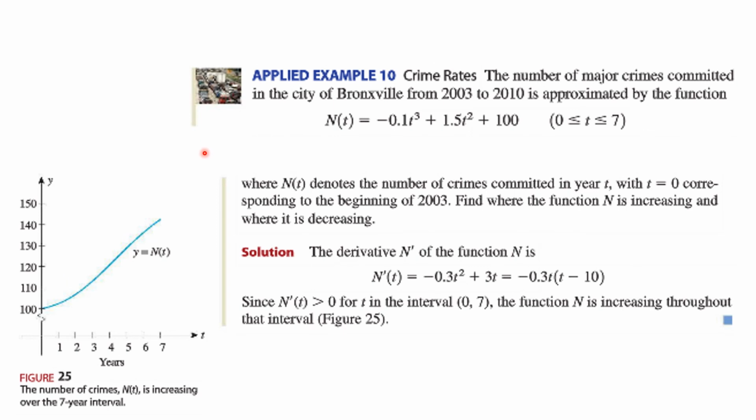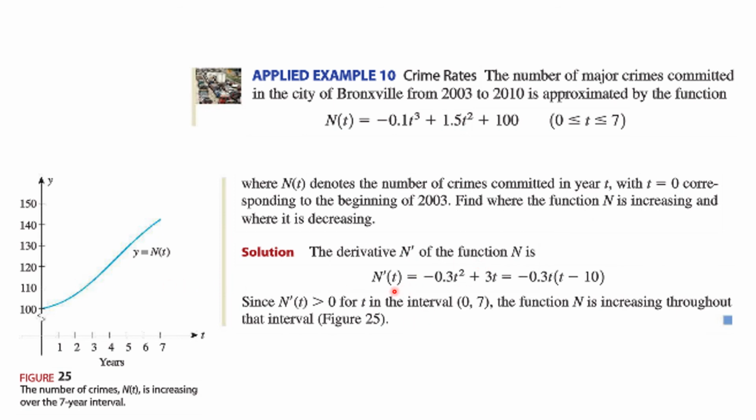Another word problem, here crime rates. And so this is the graph of the crime rate function. You see it is a cubic for 0 less than or equal to t, less than or equal to 7. N of t is the number of crimes committed in the year. And t equals 0 corresponds to 2003. And where is the function increasing and where is it decreasing?